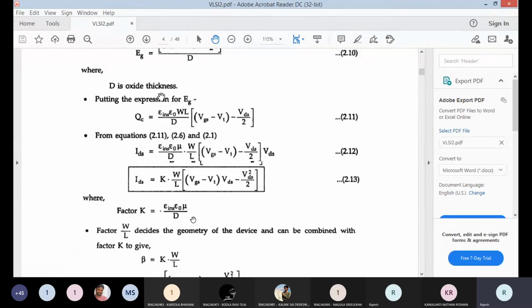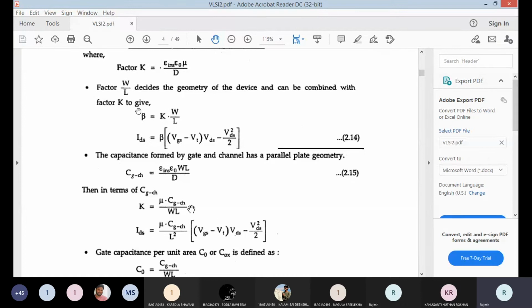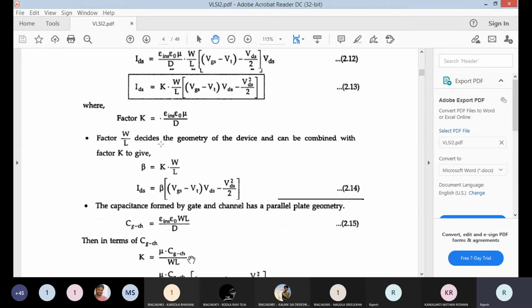So here the factor K, epsilon insulator epsilon naught mu by D, is taken as K, and W by L are the geometry of the device. Together K into W by L becomes beta. So beta is one more constant. Beta is equal to K into W by L. So I'm substituting beta here. So IDS is equal to beta into remaining parameters: VGS minus VTN minus VDS by 2 into VDS. So in the previous line, we have written VDS. That VDS is taken into the brackets. If you see here, VDS in equation 2.12 is taken inside.